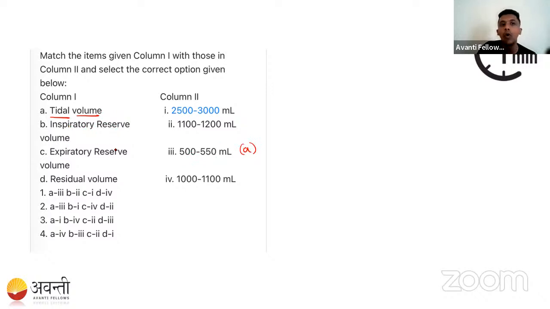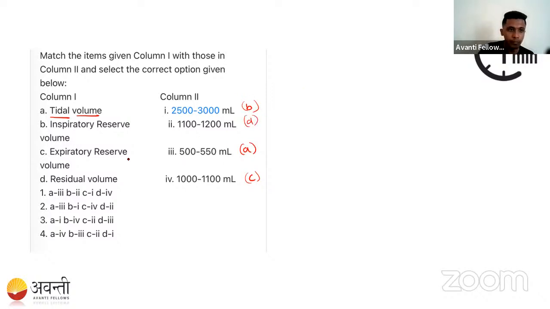Next one, inspiratory reserve volume. Inspiratory reserve volume is how much air you can inspire forcefully. That is called inspiratory reserve volume, and it is equivalent to 2500 to 3000 ml. So our option is B here. When it comes to expiratory reserve volume, after normal inspiration, how much air you can forcefully expire is called expiratory reserve volume. That is equivalent to 1000 to 1100 ml. And residual volume is the amount of air that is left in your lungs after forced expiration, which is equivalent to 1100 to 1200 ml. So we have our D.